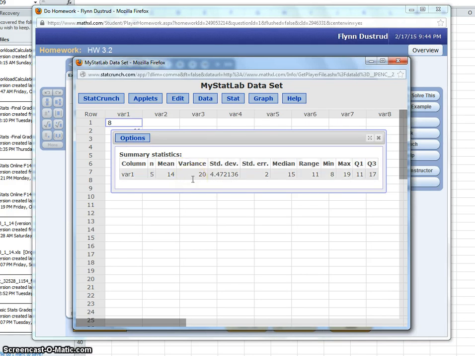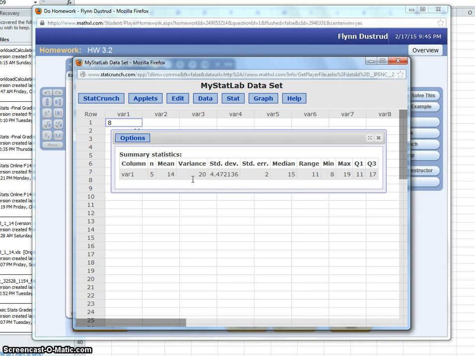I'm not sure if there's a way to get StatCrunch to give you the population standard deviation, but just be aware that there is a slight difference in the formula. For the population standard deviation, if you have all the data, you divide by n, whereas for the sample standard deviation, you divide by n minus 1. Your book doesn't really go into a lot of detail on that. I wouldn't really worry about that. If you want more of an explanation, you can type into your favorite search engine or YouTube, why do you divide by n minus 1?